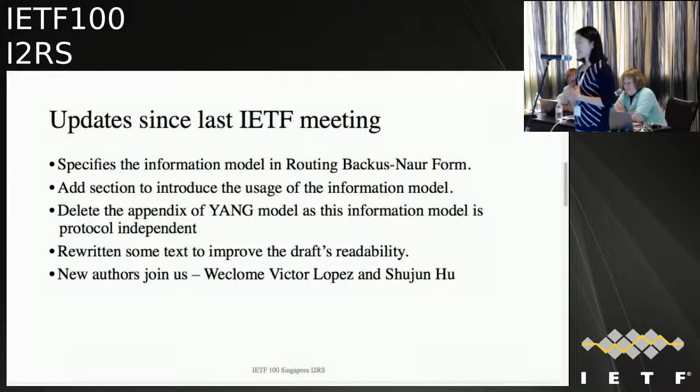Yeah. Good. Since the last IETF meeting, we have several updates. The first is that we specify the information model in routing bypass null form. That means our information model obeys the bypass null grammar. It makes it easier to understand the information model. And the second one is we add a new section to introduce the usage of the information model. And then we delete the appendix of the YANG model according to some comments, since we think our information model is protocol independent. What's more, we rewrite some text to improve the draft readability. Last but not least, we have new authors to join us and welcome Victor and Shu Junhu, representing the opinions of the operators.